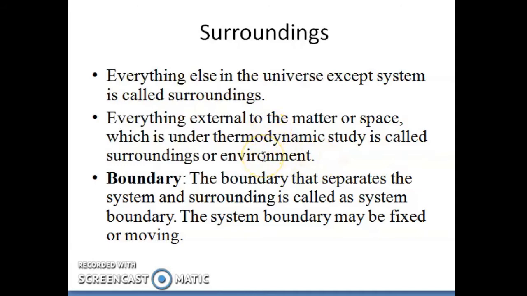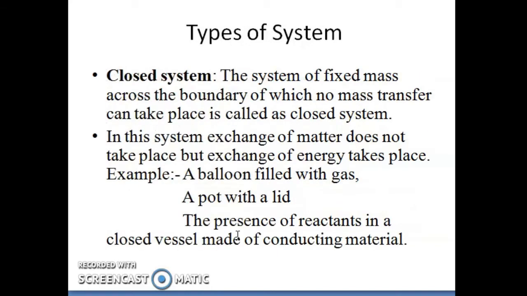There we need a boundary that will separate the system and surroundings. The boundary that separates the system and the surroundings, we call the system boundary. The boundary may be fixed or it may be moving, depending on the scenario. Based on the system, we have different types of system.